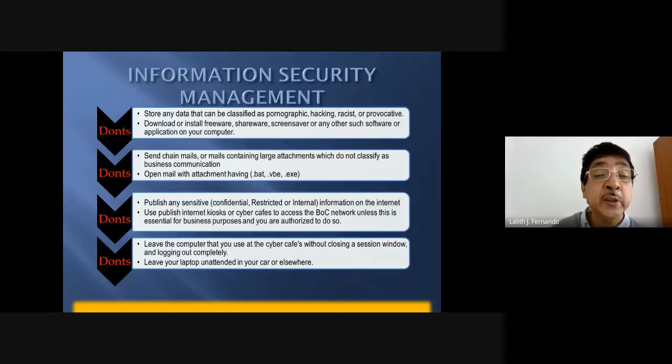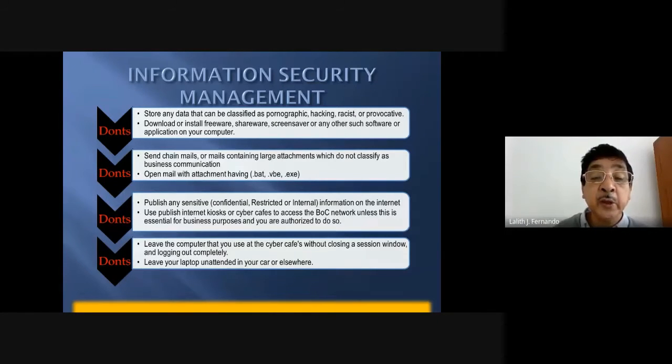Now you can see, do not store any data that can be classified as pornographic, hacking, racist or provocative. So you should not do that. Those are don'ts. Do not download or install freeware, shareware, screensavers, or any other such software or application on your computer. Don't do that. Do not send chain mails or mails containing large attachments which are not business communication.